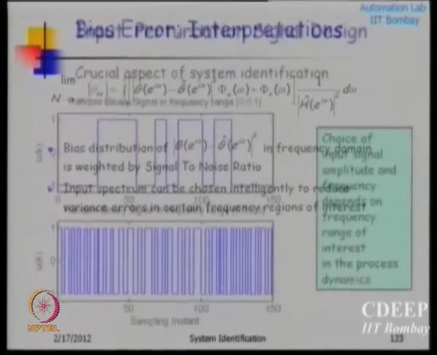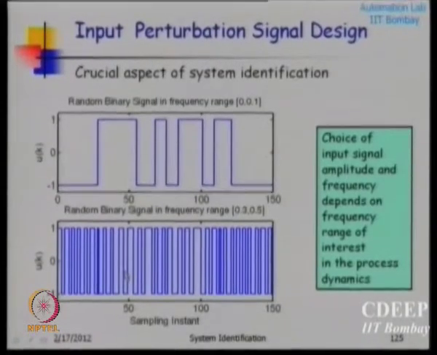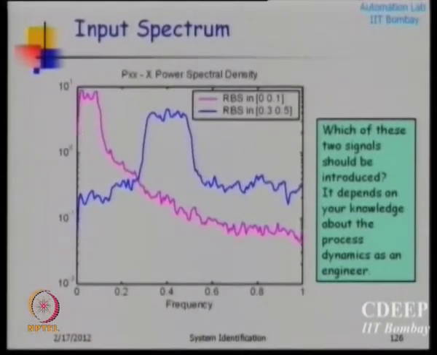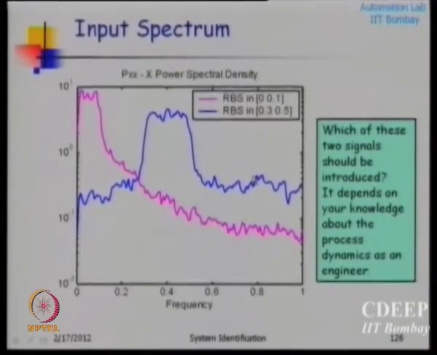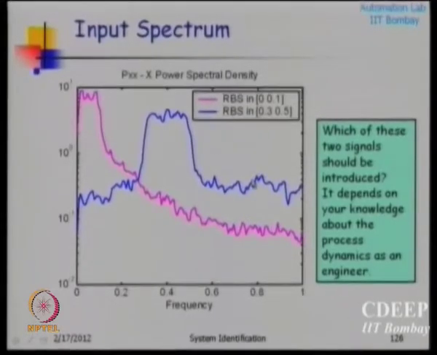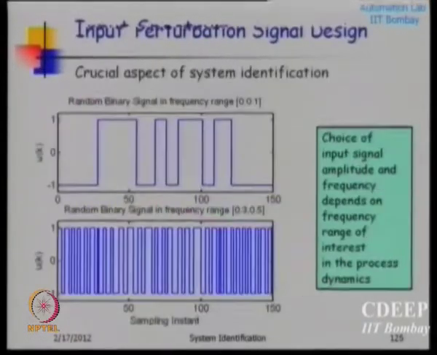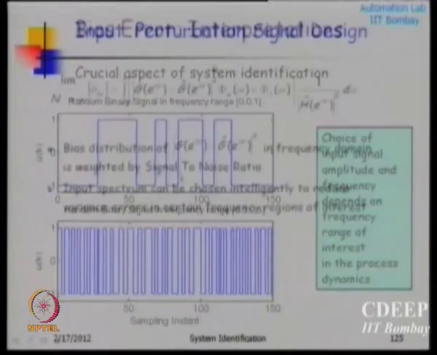Let's go back to these two input signals. What is their corresponding power spectrum? This is their power spectrum. What is the meaning of this? This power spectrum has low power at low frequencies and high power at middle frequencies, whereas this signal has high power at low frequencies and almost no power at middle and high frequencies. Now if I perturb the plant using this signal, then let's go back to this.